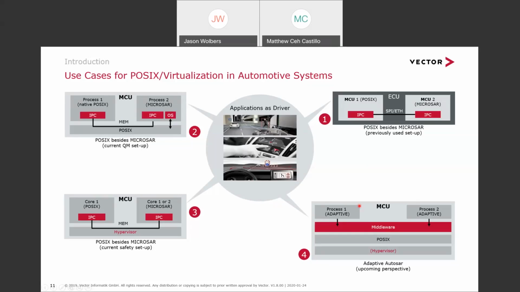So in this way, we're bridging the two worlds. We're giving access to the AUTOSAR APIs and functionality to any process in the POSIX system now. It's not isolated. We don't have to go through some IPC channel to get to our AUTOSAR stack. It's available to every application.